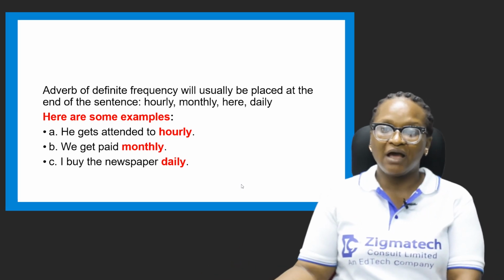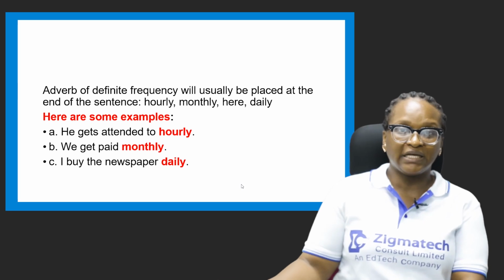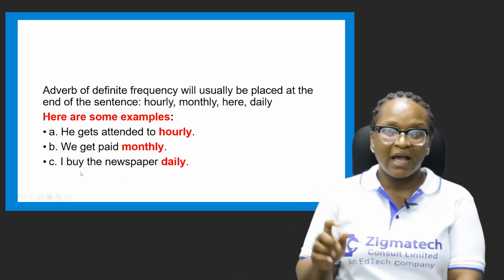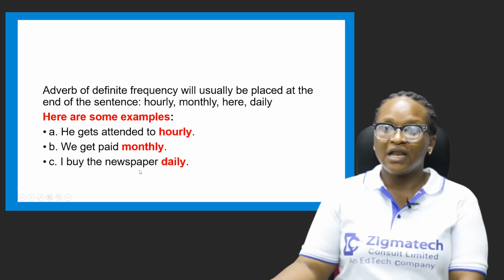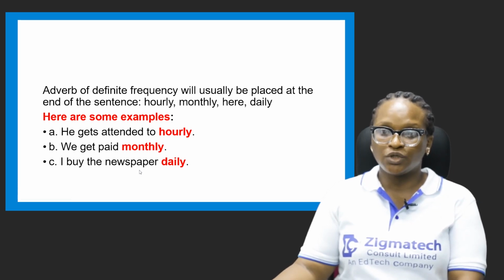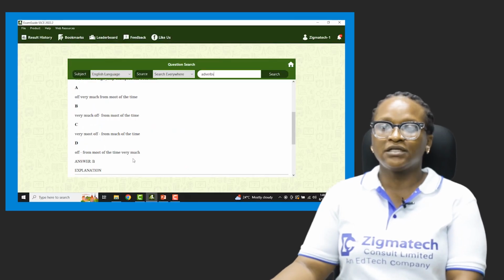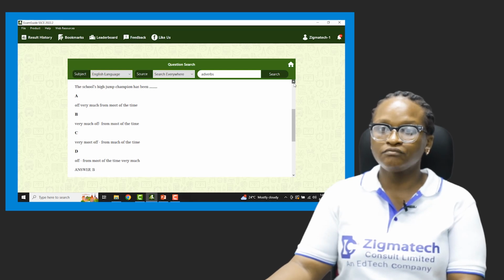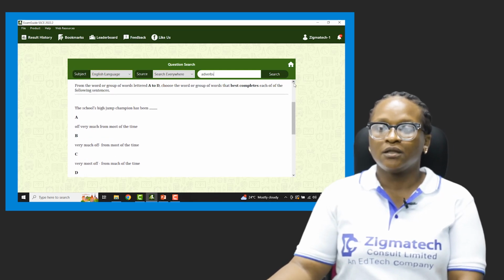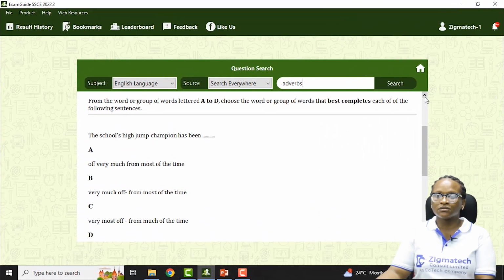And finally we have: I buy the newspaper daily. That means every day I step out, I buy the newspaper. All right, let's look at some searched questions from our exam guide app. We have one already here before us. It says the student's high jump champion has been.